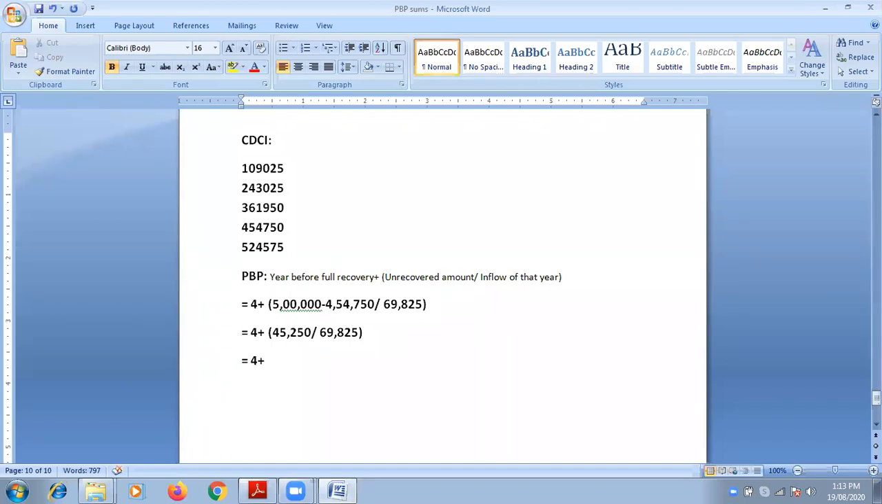0.65. Is it correct? Yes. Actually on the calculator screen I can see 0.6480 and so many numbers after that. But I want only two figures. So look at 0.648. The third number is 8. So the second number has to be increased by 1. So it would become 0.65. And the final answer would be 4.65 years.